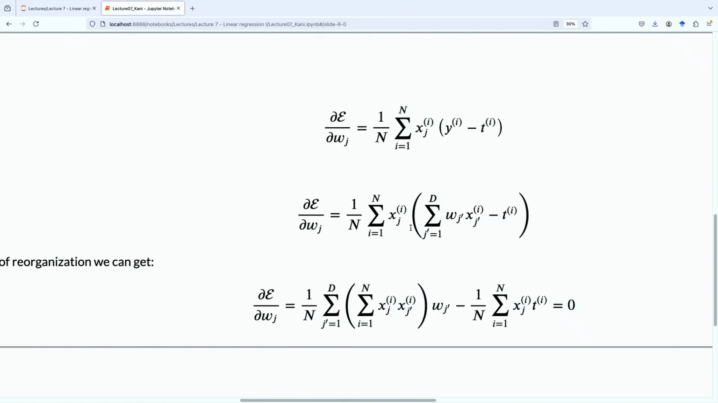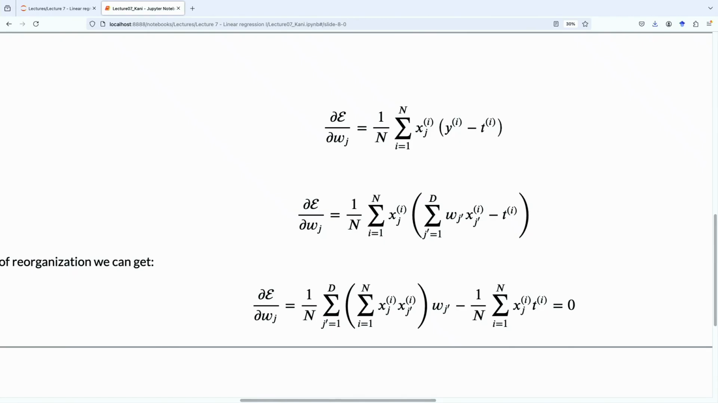You could expand out the multiplication. You could multiply this term times the target and this term times the actual equation y to get the total. The partial derivative of the loss function with respect to a particular weight is equal to the number of dimensions times the number of data values of x times itself, x of j times x of j prime, times w j minus 1 over n x of j times the target. Okay? So, not a hard equation. It looks a lot more complex than it is.